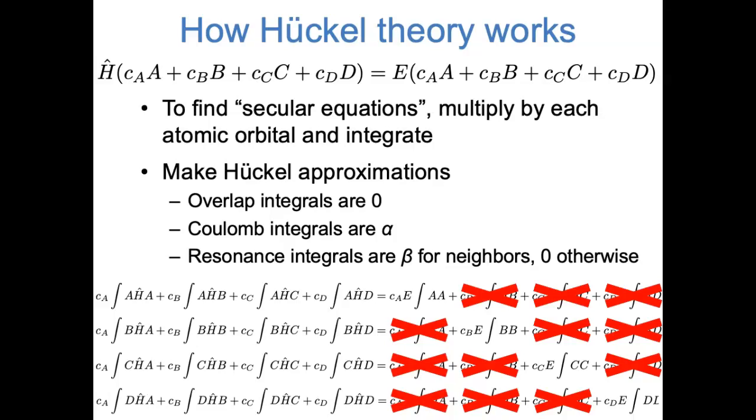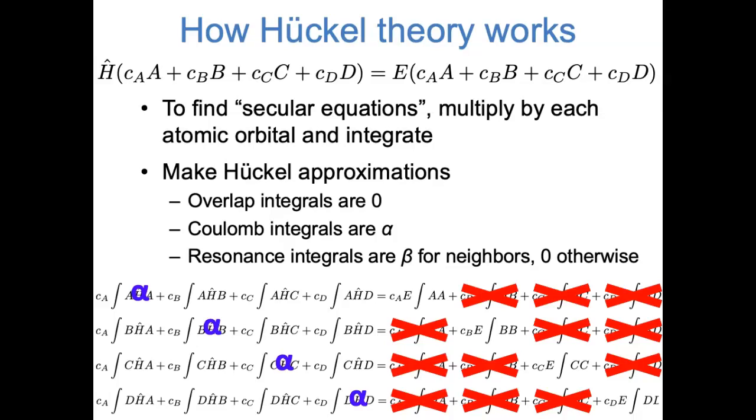The next approximation is that the Coulomb integrals are equal to alpha. This is something that we saw in the previous video. Integrals of the form integral of an orbital times the Hamiltonian operator applied to the same orbital. So something like integral of AHA. Those terms are going to be equal to alpha. So you can see a few of those terms here, integral of AHA, BHB, CHC, and DHD, and we're going to assume that all of those are equal to the same alpha, which is essentially an approximation for the atomic orbital energy of each of those atomic orbitals.